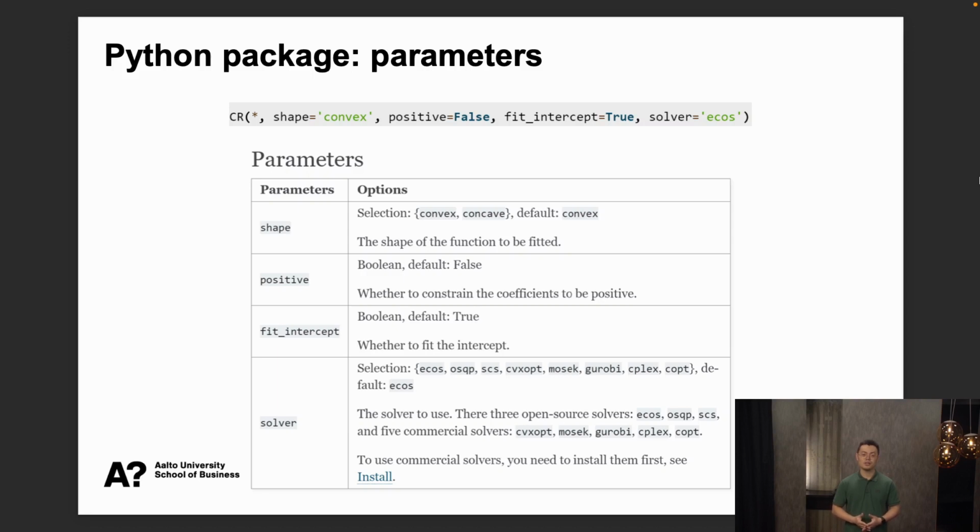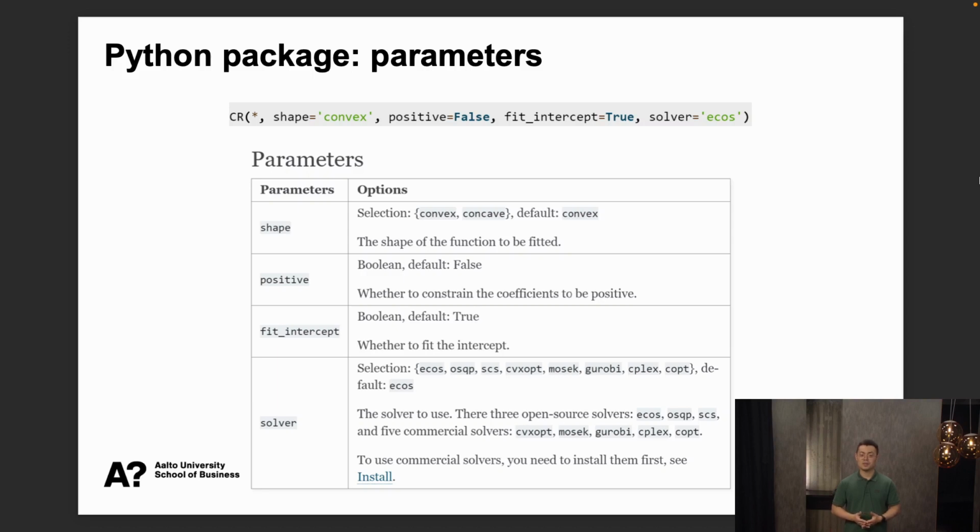The second parameter is positive. The default value is false. If you set this parameter as true, then the coefficients of the estimated function should be positive. The third parameter is fit intercept. The default value is true. If you set this parameter as false, then the estimated function doesn't have the intercept.